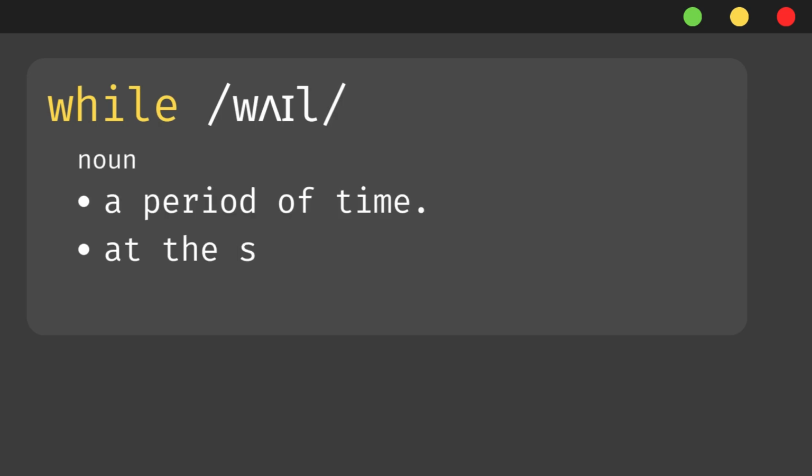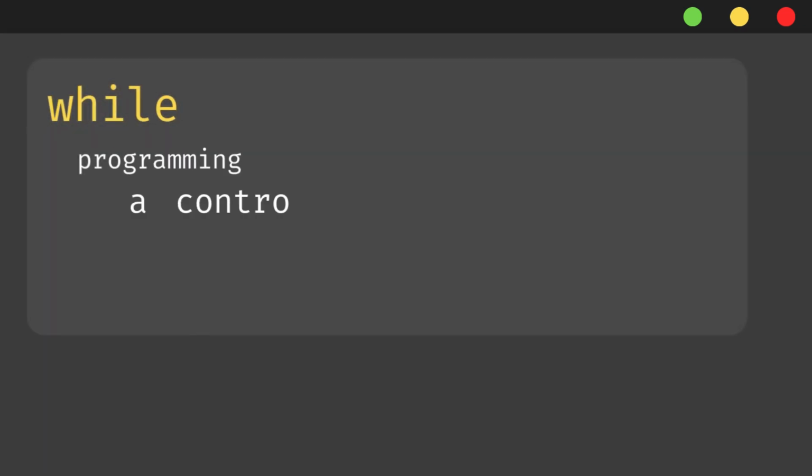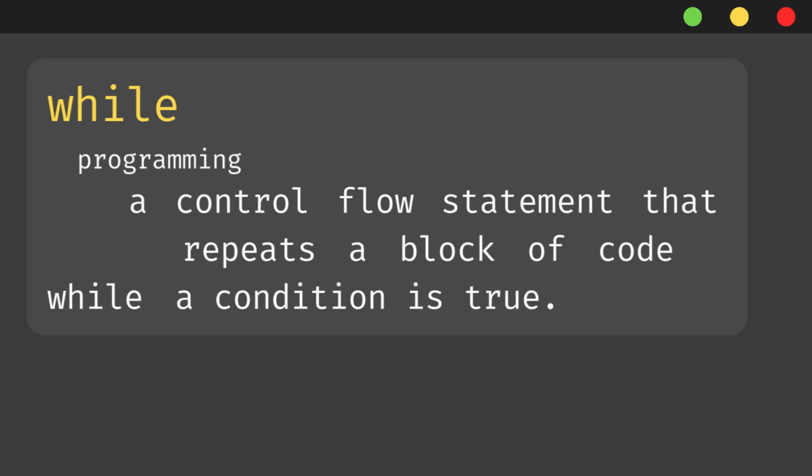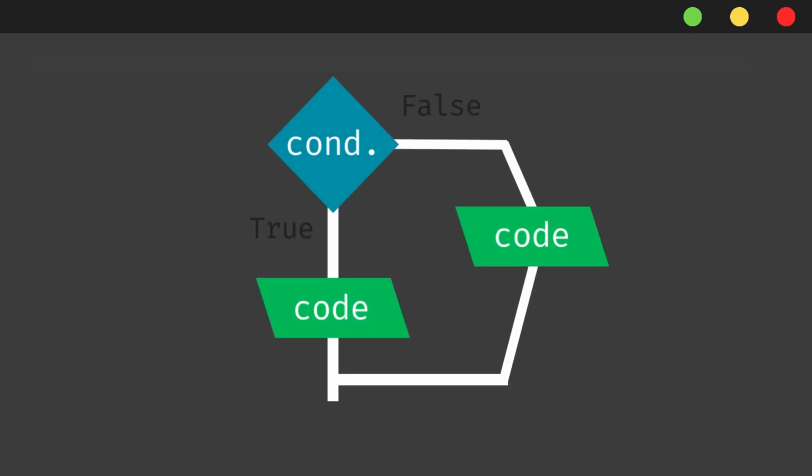While loop. The word while basically means as long as something is happening, right? So in programming, a while loop is useful when you don't know exactly how many times you need to repeat a task, but you have a condition to check. The loop will keep running as long as that condition is true and stop when it becomes false.